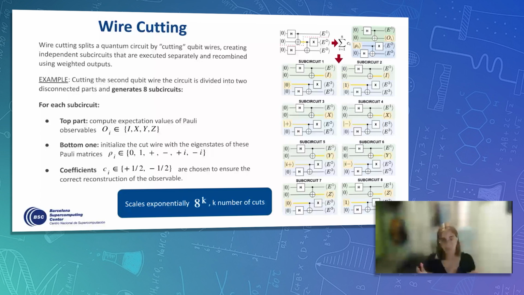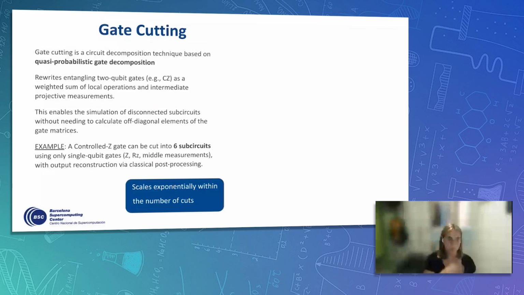But basically, the main idea is that wire cutting scales exponentially, 8 to the k, k being the number of cuts. Here in this diagram, we can see in more detail how this translates to define the combination of the circuits. And then we can go to gate cutting.